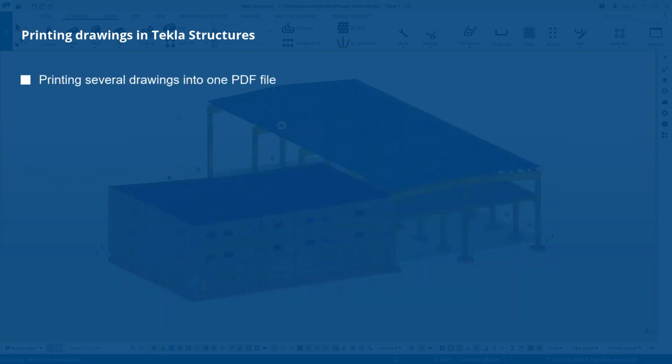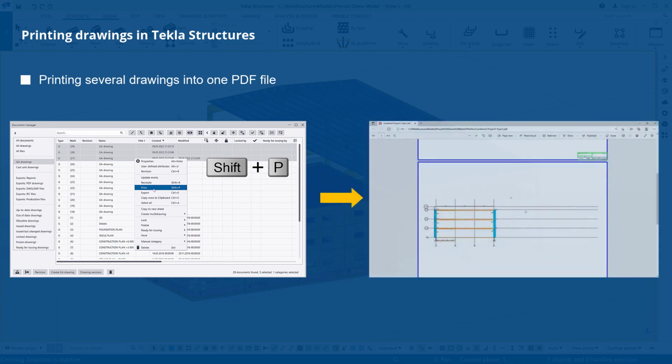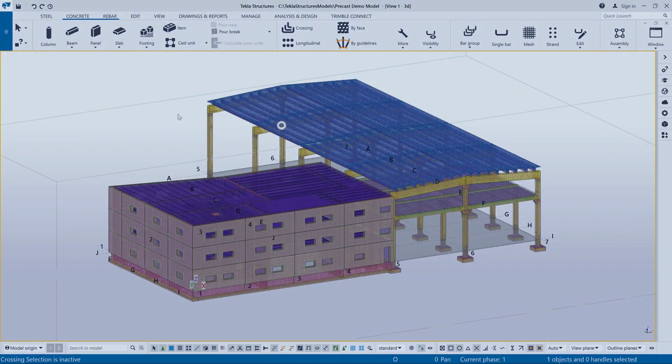Let's look at some printing options and then print several general arrangement drawings into one PDF file, and open the PDF file when the printing has completed. The same process can be applied to all drawing types.